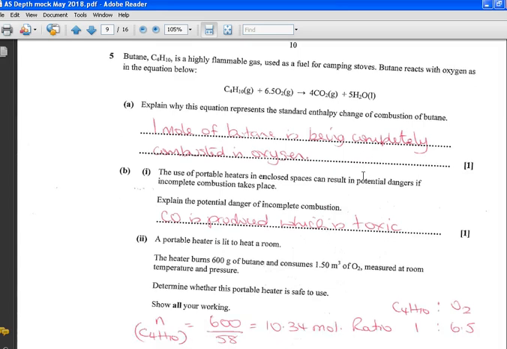Question 5. Why does this equation represent the standard enthalpy change of combustion of butane? So obviously if you don't know the definition of the standard enthalpy change of combustion, which is 1 mole of a substance completely combusted, it's very difficult to get that right. So you've got 1 mole of your butane there, and it's completely combusted in oxygen. Complete combustion because we've got CO2 and water.